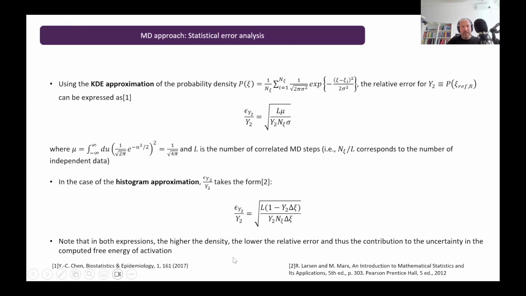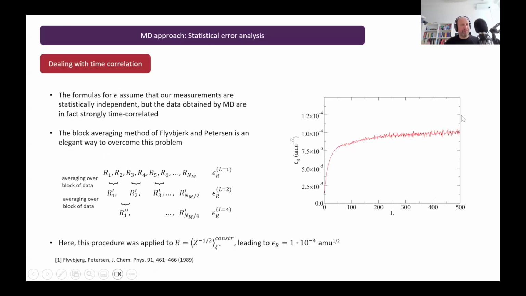histogram. Okay, and notice now that in both cases, KDE or histogram approximation, we see that the relative error is inversely proportional to the probability density at that given point. So the higher the probability density, the lower the relative error, and therefore the lower contribution to standard error of the final quantity, activation free energy. And this is the reason why it is a good idea to select the reference reactant state to be close to maximum of probability density.